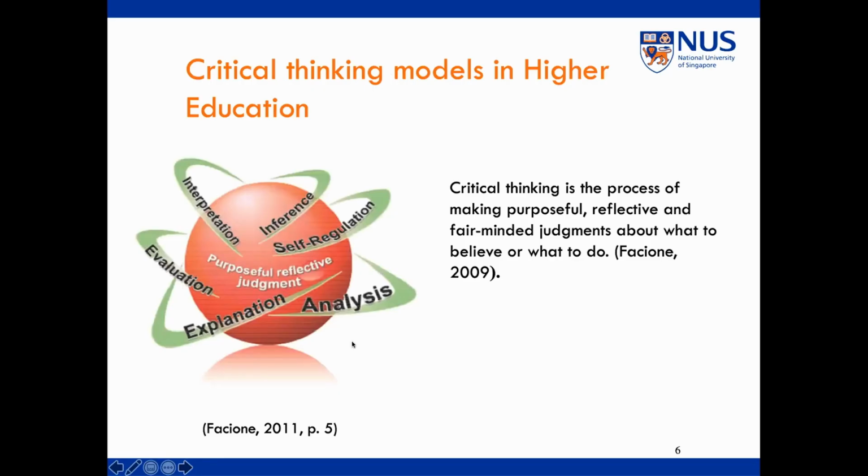So many of you might already be familiar, I'm sure everyone here who's working in higher education, with critical thinking models like Facione's model on critical thinking, which just has these lists of what's considered critical thinking. So inference, self-regulation, analysis, explanation, evaluation, interpretation, and then purposeful reflective judgment. And as we all know, those kinds of lists aren't really useful, right?